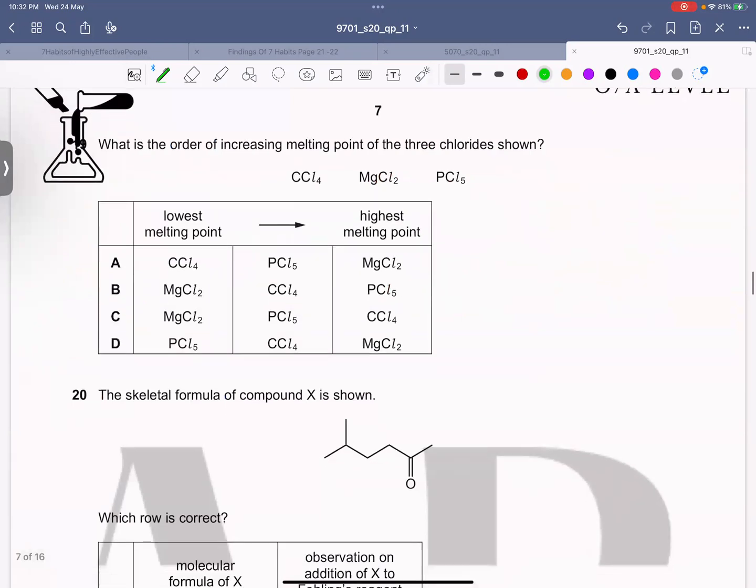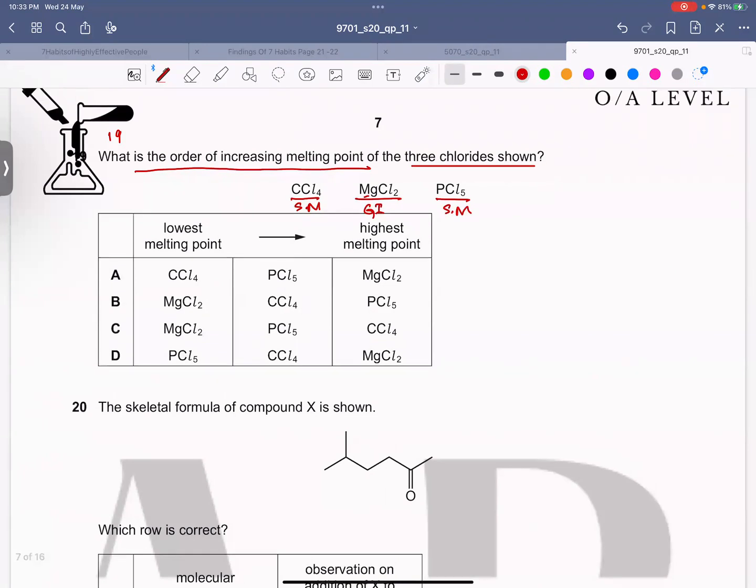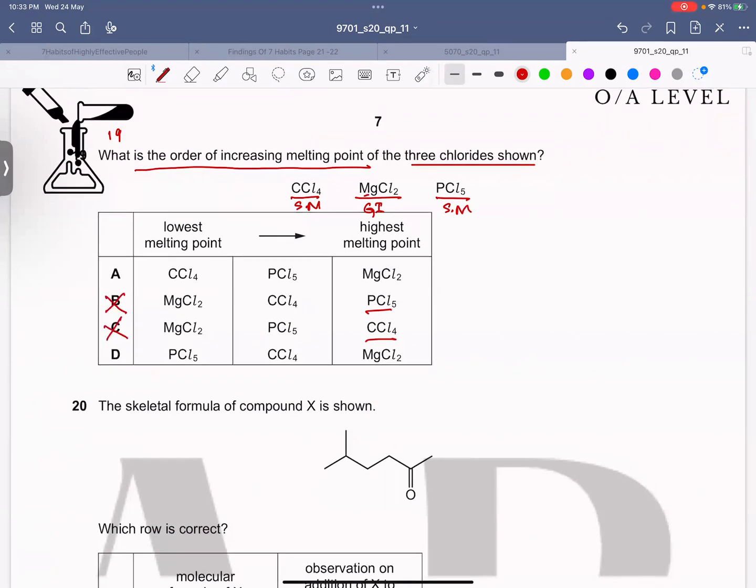Now, question number 19. What is the order of increasing melting point of the three chlorides shown? These two are simple molecular, right? And this one is giant ionic. So it means magnesium chloride has the highest melting point. So B and C go wrong. Is this point clear to everyone? Yes, sir.